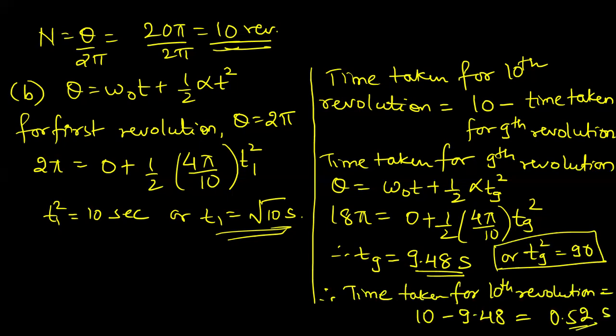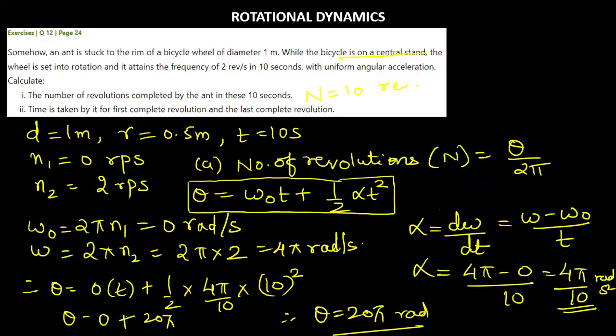I know it is a lengthy question, but anyhow, we will have to deal with such questions also. We will not always get easy questions. So please remember. I'll quickly revise once again. We have been given the diameter as 1 meter, radius as 0.5, time as 10 seconds. The first frequency will be 0 because the bicycle is at rest. The second frequency they have given is 2 RPS. We need to find, first, the number of revolutions. The formula is theta upon 2 pi. We will find theta using omega naught t plus half alpha t square, this kinematical equation.